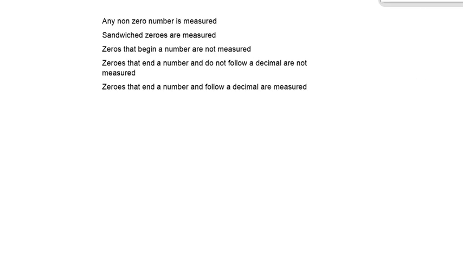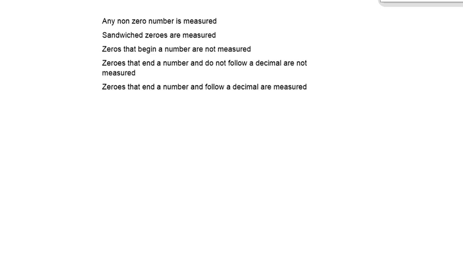We're looking today at measured digits, also called significant digits. I prefer to call them measured digits because they indicate the precision of the measurements that we've made. There are 5 rules to follow when looking if a measured digit exists or not.